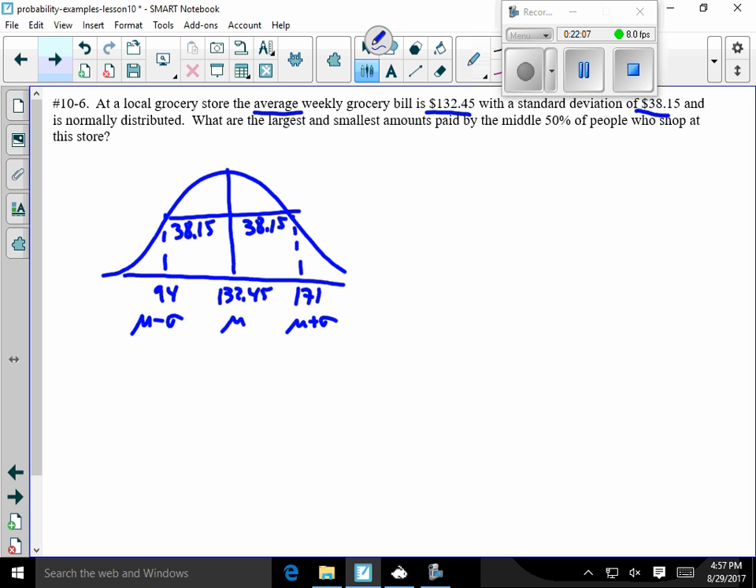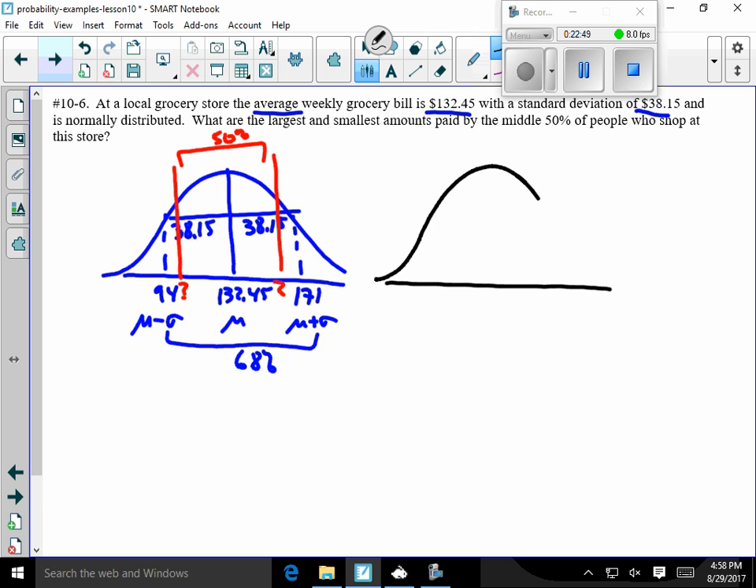And in general, the amount of data that's within plus and minus 1 standard deviation of the mean, we know that's 68%, right? So if I were to try to figure out where the middle 50% is, it's not going to be at 94 and 171. It's going to be somewhere inside those boundaries, right? Something less than that. So I'm after these two boundary values. What is the largest and smallest amounts paid by the middle 50%? Okay, so I think what I'm going to have to do is divide. Let me go off on the side and sketch this over again, and then we'll attack the problem.